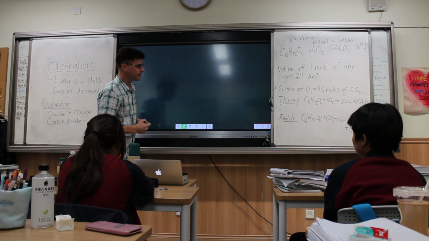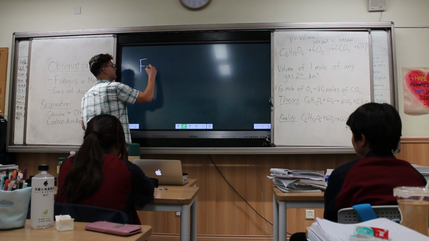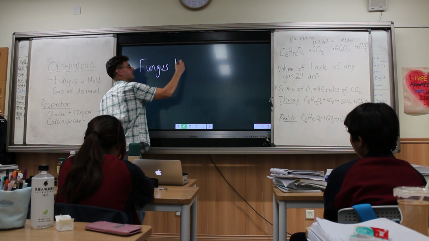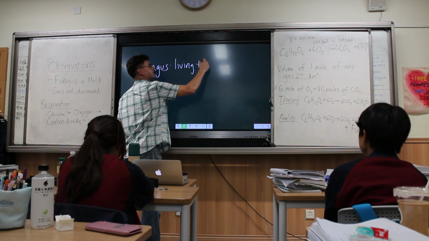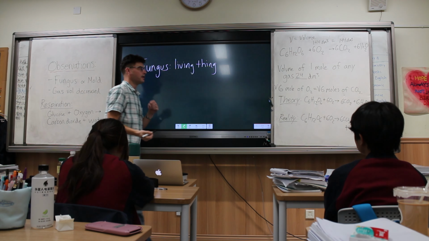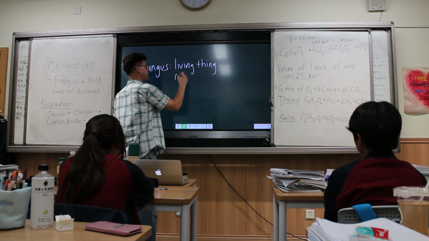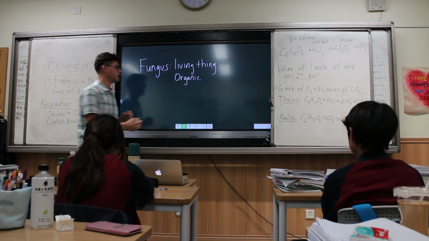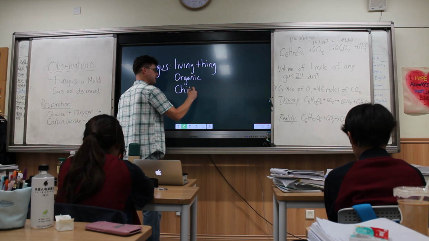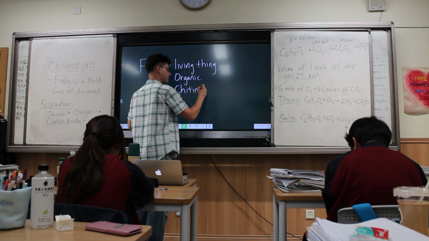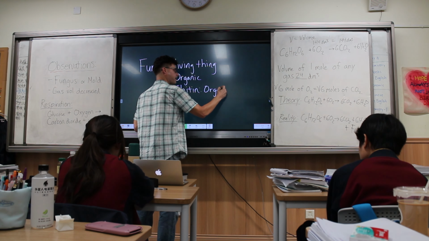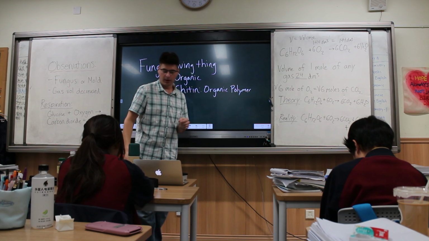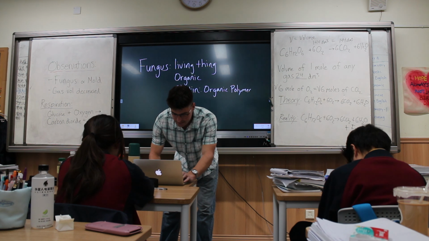Alright, so what am I doing? So fungus, what's fungus? Fungus is a living thing, right? It's alive, just like you. Living things are organic. Fungus have something called chitin. This is an organic polymer. Now the words are getting really big, so let me translate.